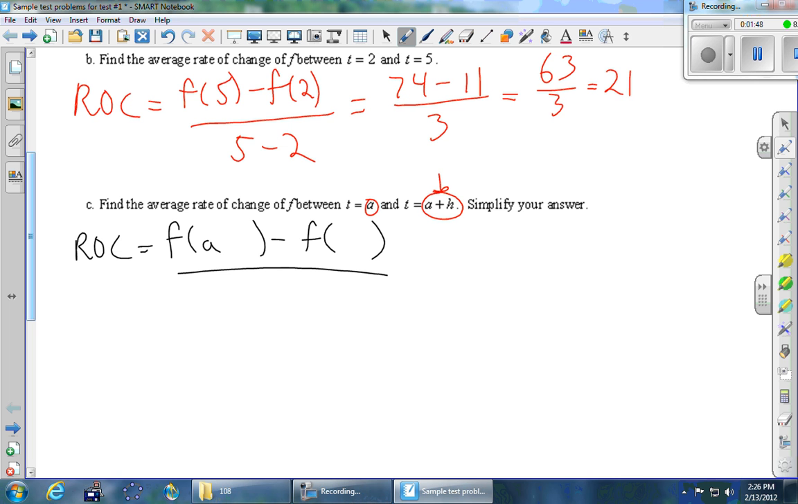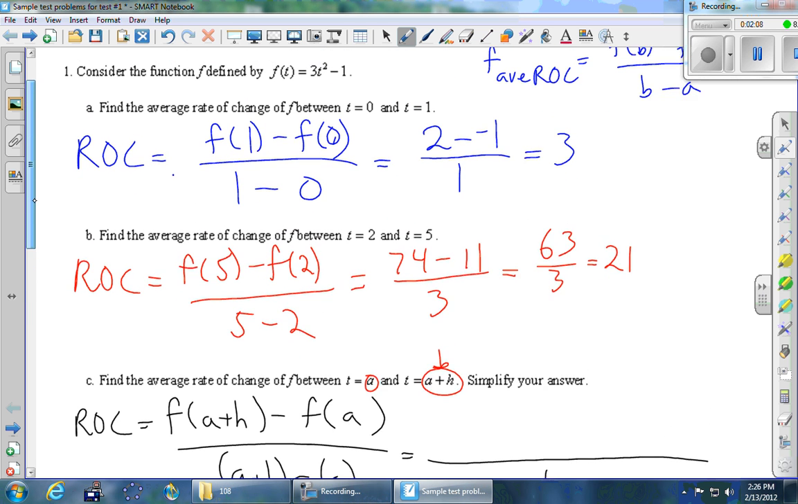F of b, f of a plus h, minus f of a, it's just f of a, divided by b, a plus h, minus a, which is just a. Okay, we'll do the bottom first because that's easy. We should just get h. And now we get to the tougher part, f of a plus h.